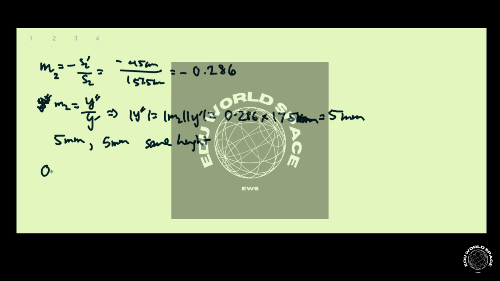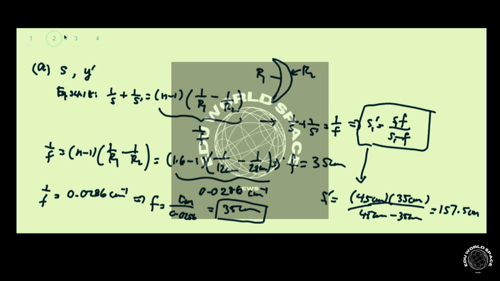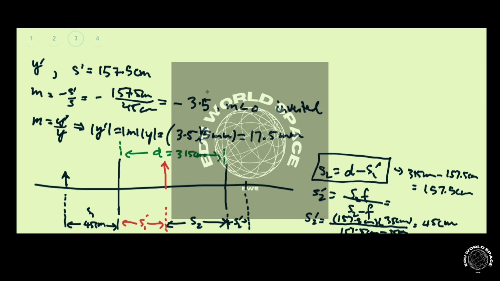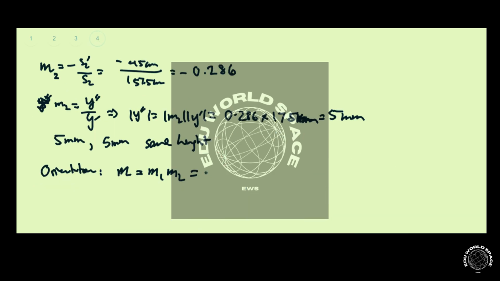And now we need to determine the orientation of the final image. So the total magnification will be M1 times M2, and this is what we found before. M1, where did we even find that? Okay, so that's minus 3.5. And then M2 is minus 0.286. And this turns out to be plus 1. So since it's positive, it's erect. So the object and the image have the same orientation. And in fact, the magnification is 1, so the size of the image remains the same.